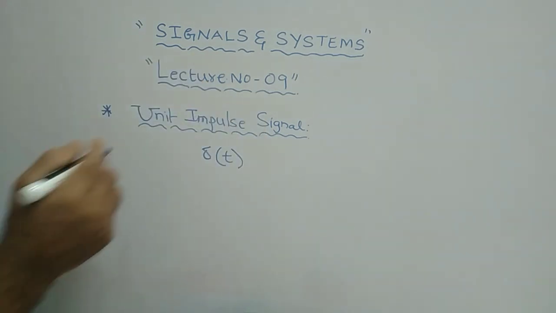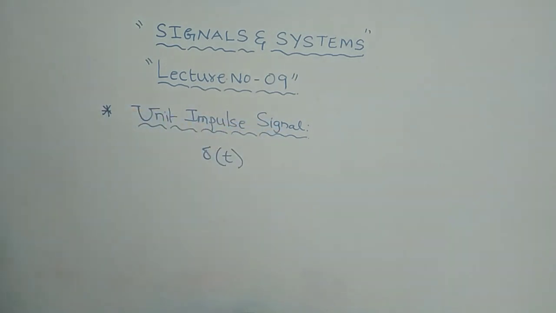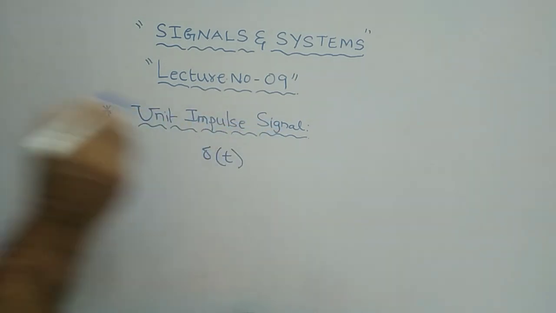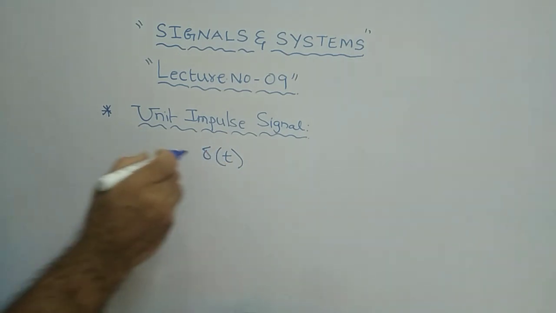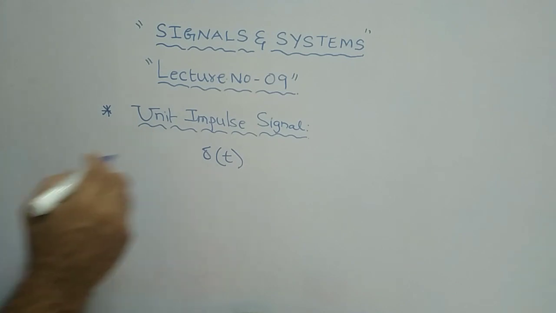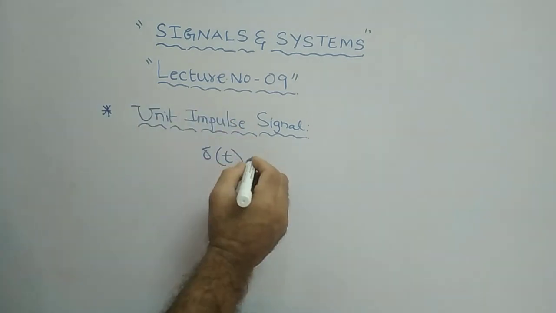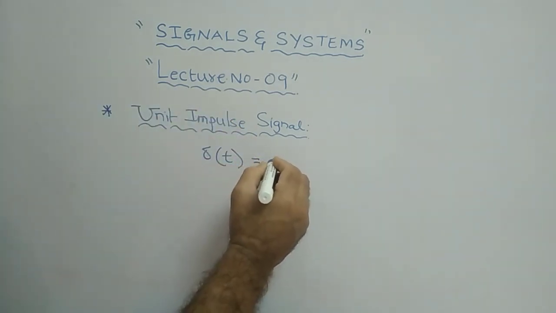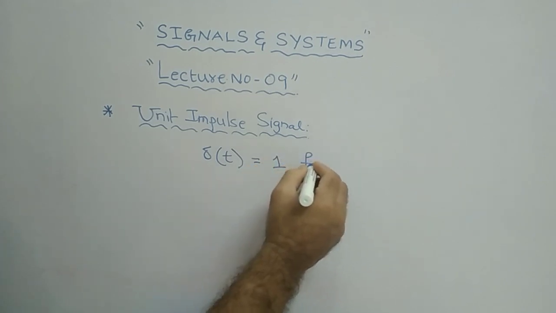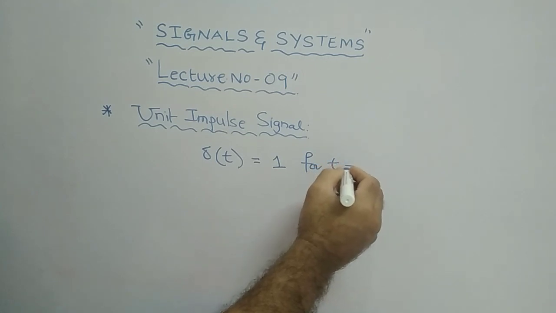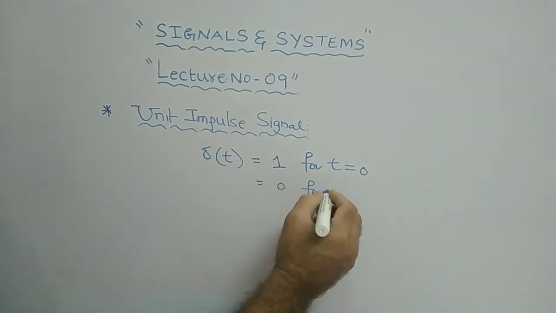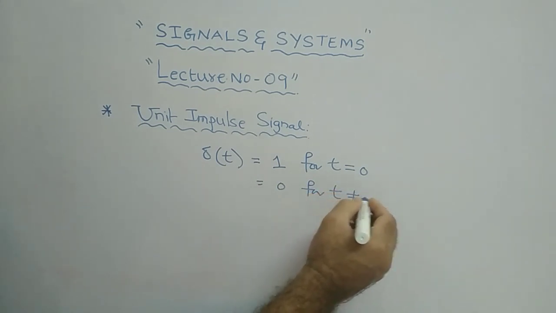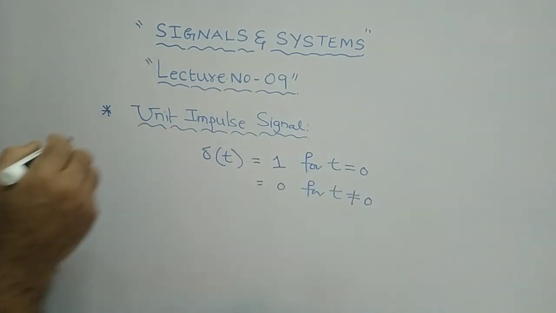If we define the unit impulse signal for continuous time, we represent it as delta of t. The definition is: delta of t is equal to 1 for t equal to 0, and it is equal to 0 for t not equal to 0. That is the definition of unit impulse.